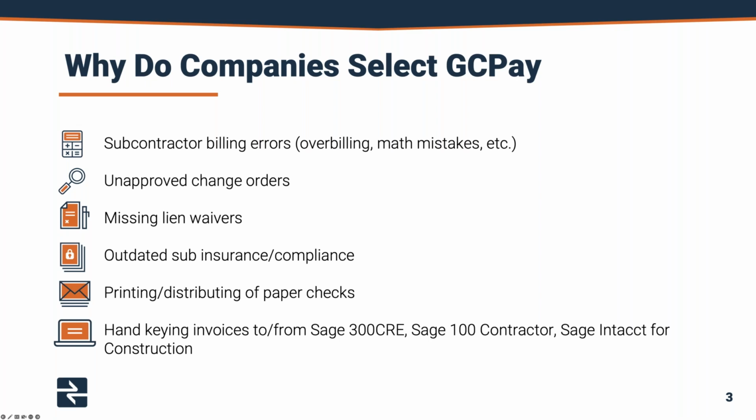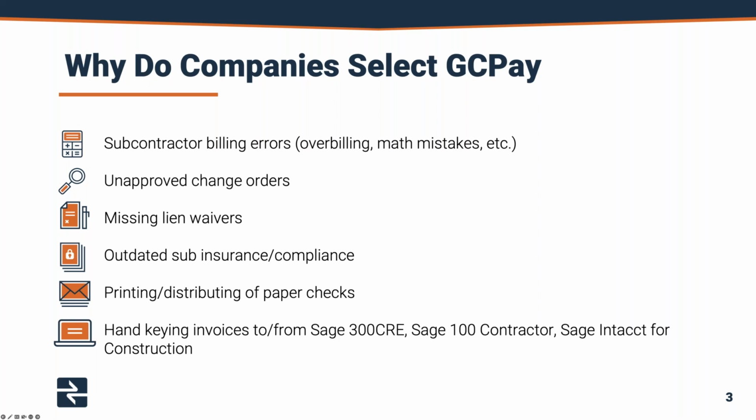Compliance is another piece. Is this another spreadsheet that your team is using to track your subs' COIs? Or what about the time it takes for your team to notify your subs and wait for them to submit their updated insurance? This is another big piece that GCPay can manage, taking another timely task off of your team's responsibilities. We have the ability to manage all of your subcontractors' required insurance items in the platform.